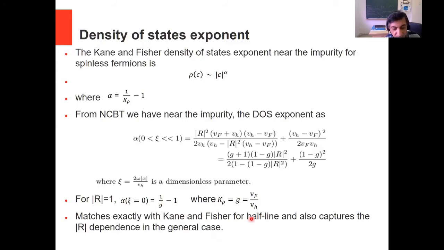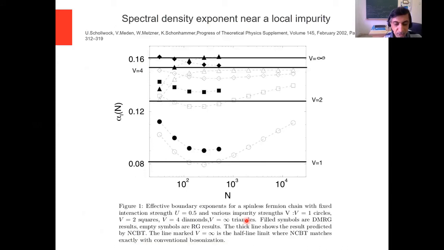There's a reason why non-chiral bosonization is going to agree exactly with Kane and Fisher when the impurity is either infinitely weak or infinitely strong. We have rigorously proved this as well in our several papers. However, in between we differ, and so now the question is, how do we compare with DMRG?